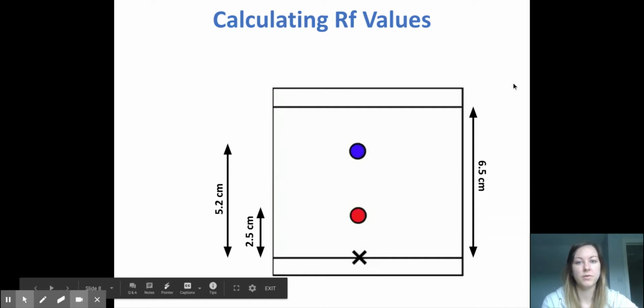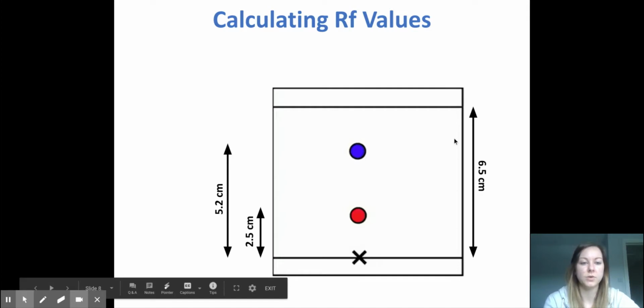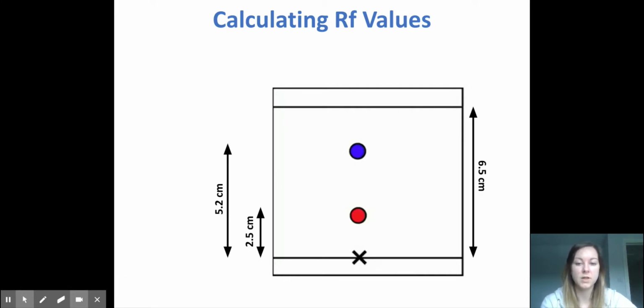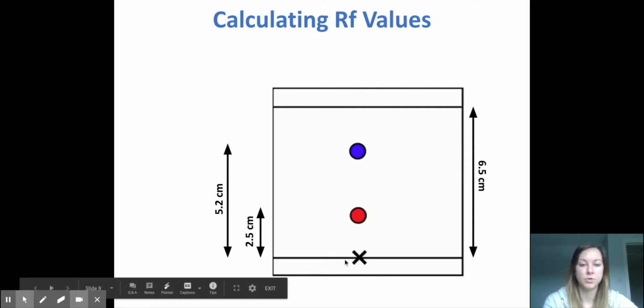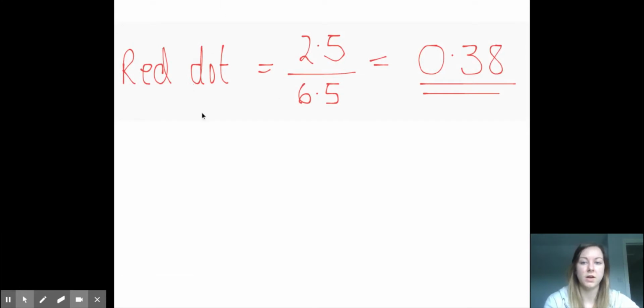So here is an example of how to calculate RF values. So our solvent is going to travel a total of 6.5 centimetres, and we have a red dot here contained within this ink and a blue dot. The red dot's distance is 2.5 centimetres away from the origin line, which remember we draw in pencil, and the blue dot is 5.2 centimetres away. So very, very straightforward. And calculating the red dot's RF value, we can do 2.5 divided by 6.5 to get a retention factor of 0.38.